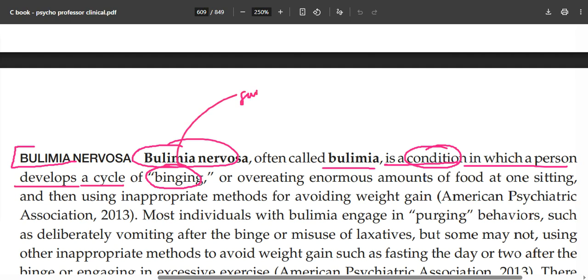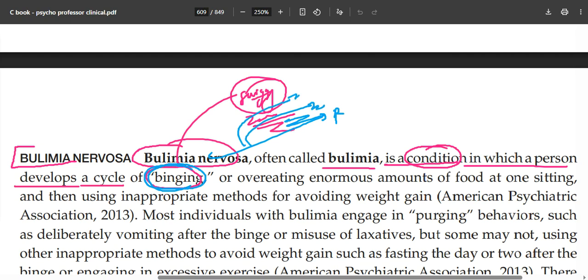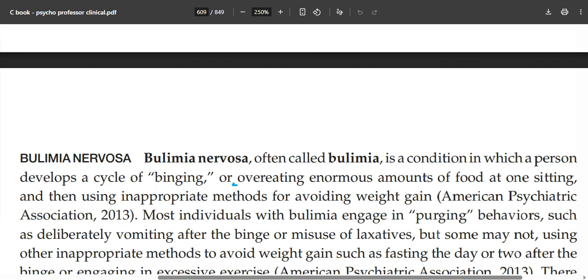Okay, so you might be ordering via Swiggy or Zomato or Zepto or Blinkit, whatever that may be. What you are doing, cycle of binging. One pizza finished, another ice cream is coming into picture, then the pastry, then another thing. Or overeating enormous amounts of food at one sitting. Just at one sitting you are eating an enormous amount of food.